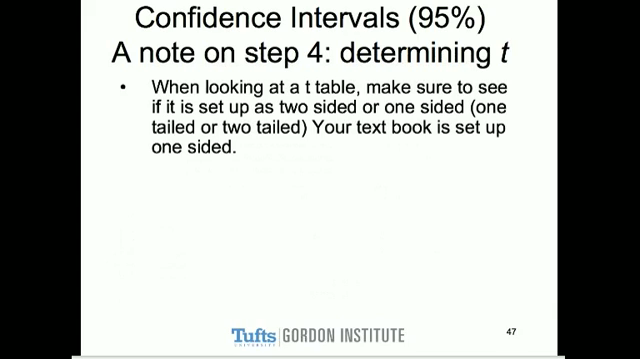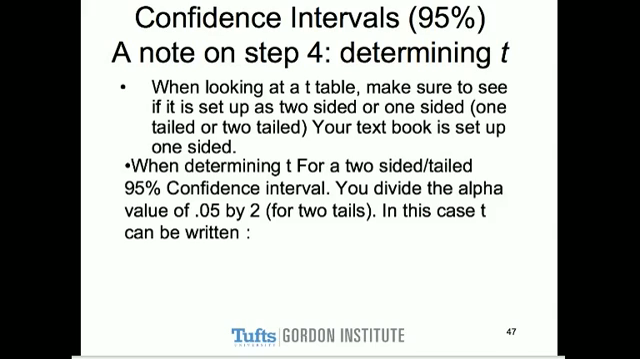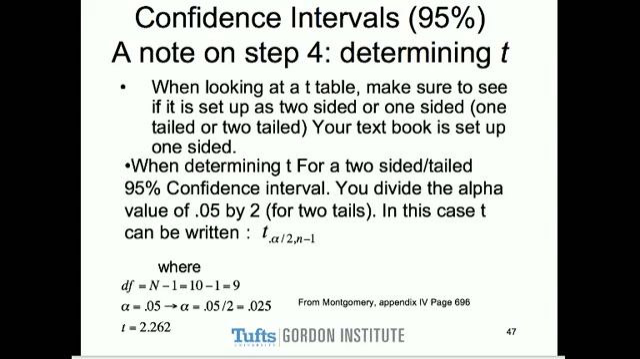I already talked about this, so when looking at a table, make sure to see if the table itself is set up two-sided or one-sided. And we talked about how to determine t for a two-sided, or two-tailed, 95% confidence interval. And that's the information for that.